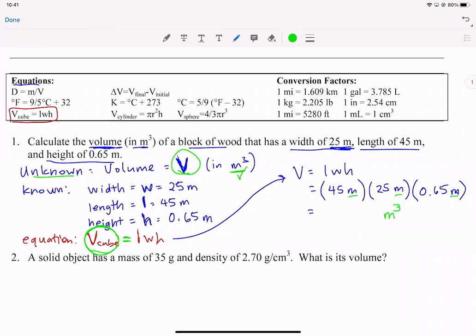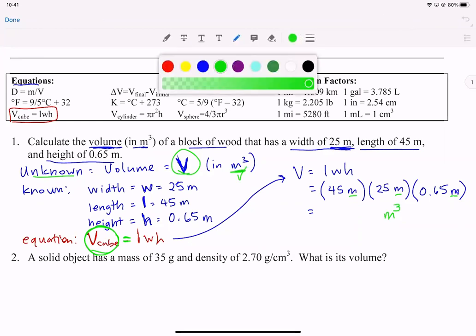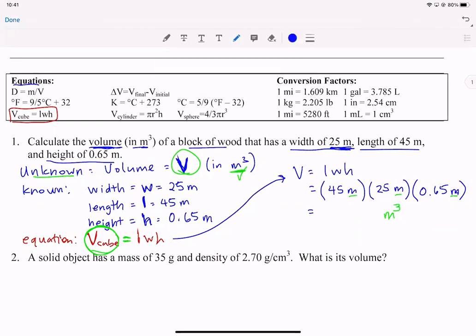Sometimes you are canceling units. In this case, you're not canceling units. These units, though, were exactly what we're trying to get to, meters cubed. Okay. So once the units check out, you can go to the calculator. So putting all of this into the calculator is 45 times 25 times 0.65. All that in, you want to write the long number of the calculator.